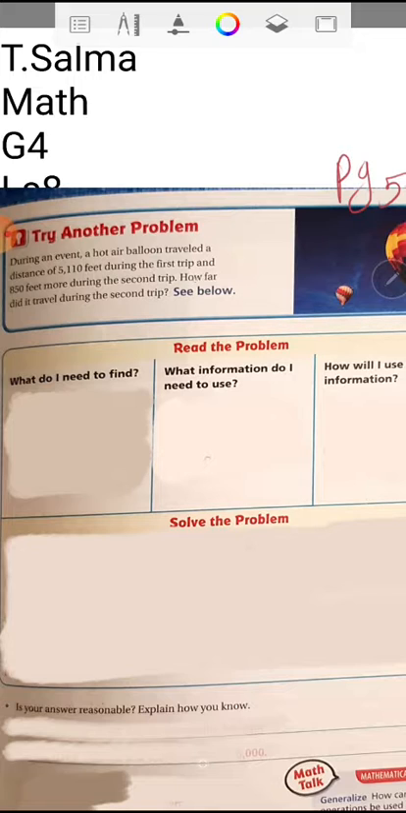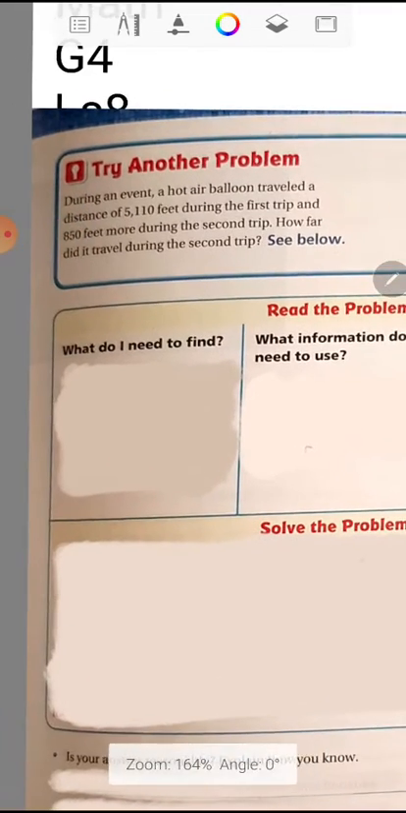The question is, how far did it travel during the second trip? So this is what I need to find. I will write it here for you. Okay, write with me please. I need to find the number of feet, or how far did it travel during the second trip.